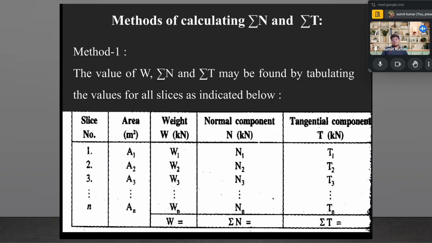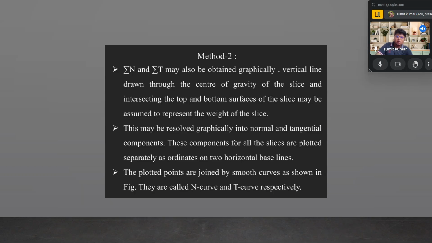below. First of all, we divide the slices, we find the area, and as we find the area, we multiply by gamma, we find the weight, and when we find the weight, we find the weight of the slices by getting its normal and tangential components. So the summation of n and the summation of t is also found.